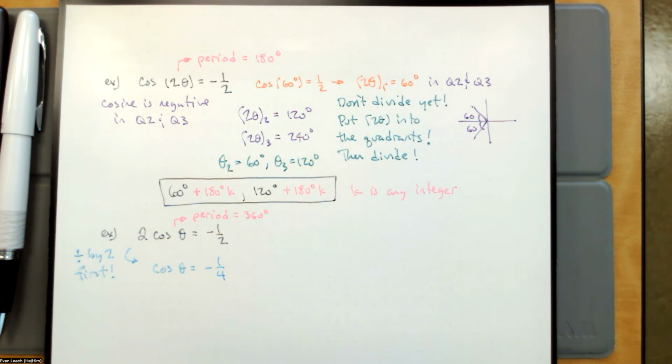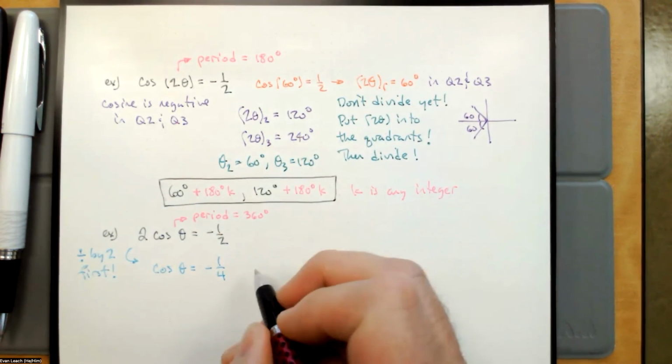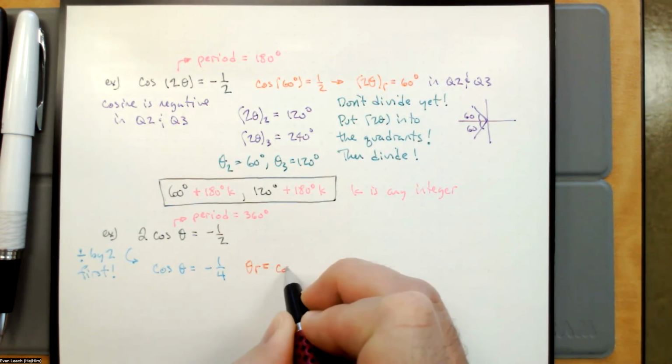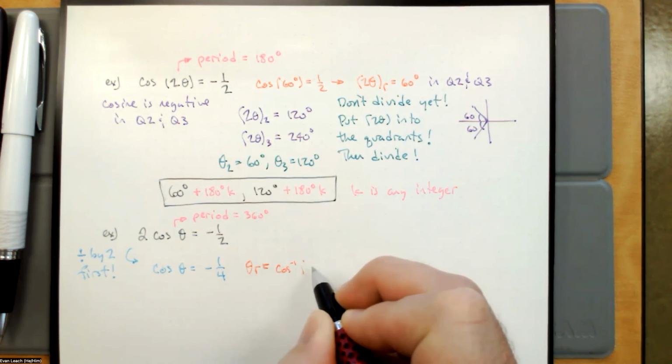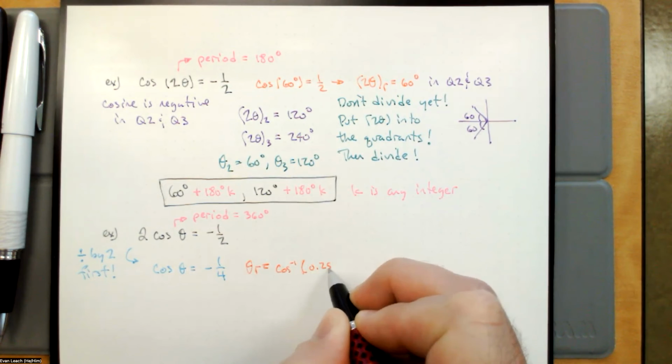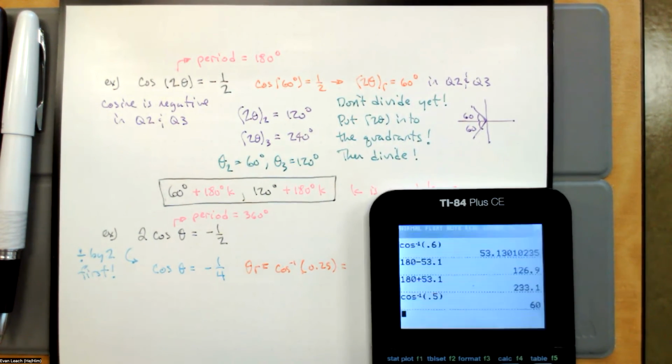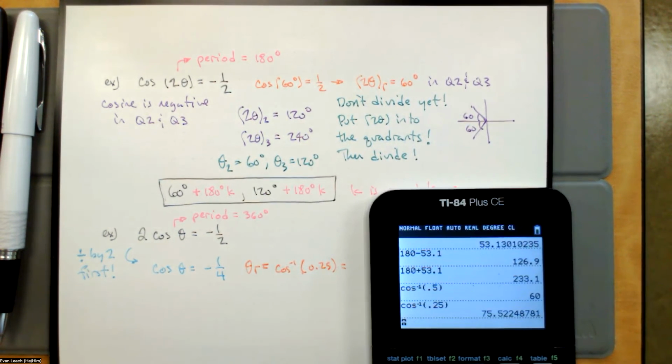All the rest is like one more step. In this case, I don't remember what angle has a cosine of 1/4. So I'm going to get my reference angle with my calculator. I'm going to do a cosine inverse, not of -1/4, but of just 1/4. So cosine inverse of 0.25 or cosine inverse of 1/4, 75.5 degrees.